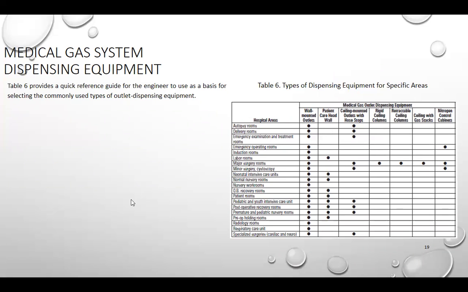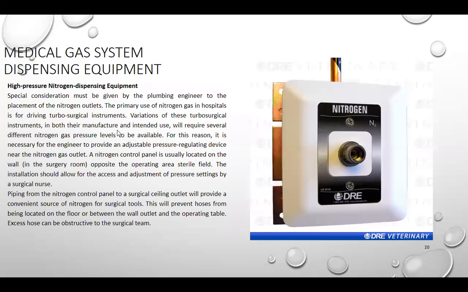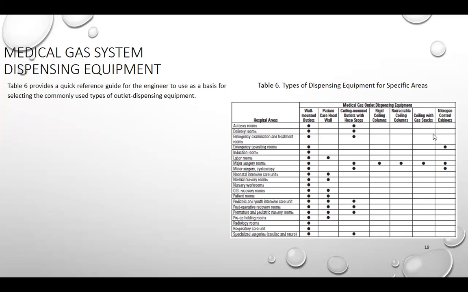So, ayan yung iba. Emergency operating room, yan, wall-mounted and nitrogen control cabinets. So, ito yung mga equipment, major surgery, dami. Ayan. Ito yung mga types ng dispensing equipment recommended. Okay. High pressure nitrogen dispensing equipment. Dito siya.